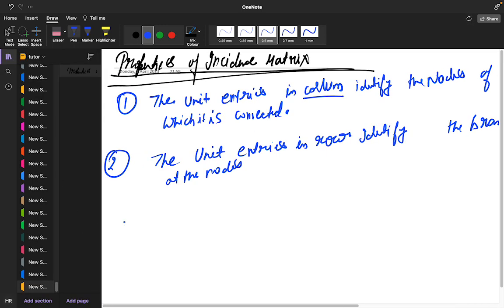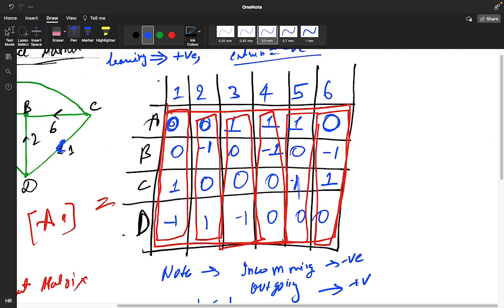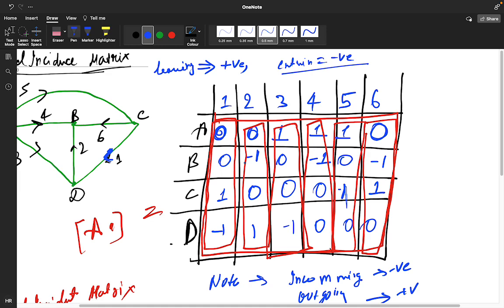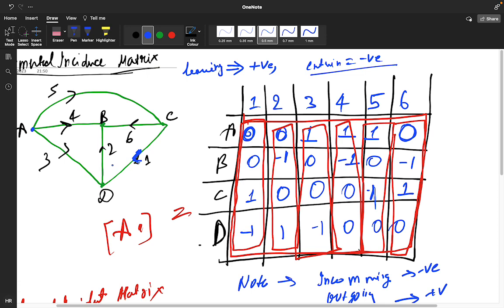See, like this, you are getting 2, 4, and 6 in node B. In node B, which branches are coming? The 2nd, 4th and 6th branches are coming. So that is the meaning. The unit entries in a row you are seeing row-wise. This is your column-wise: the unit entries in the column identify the nodes of the branch between which it is connected.